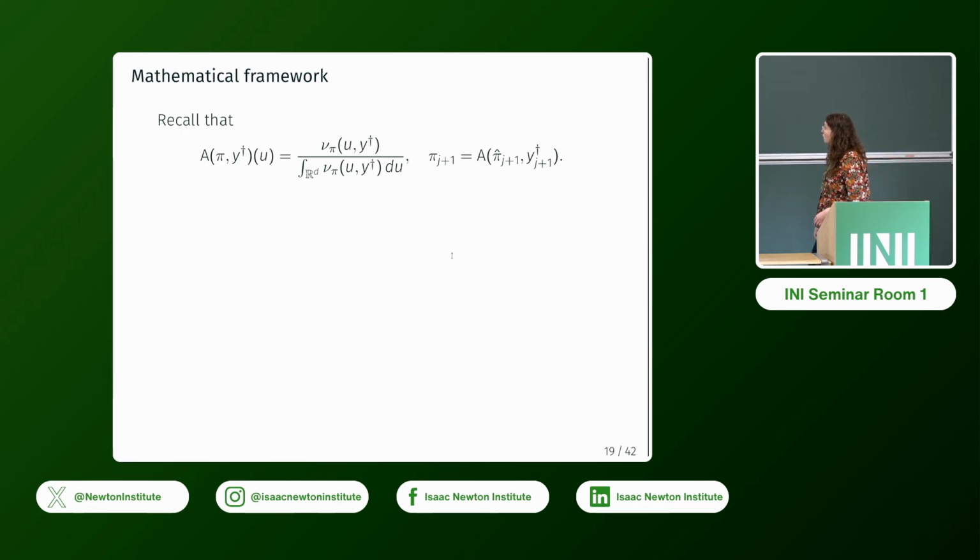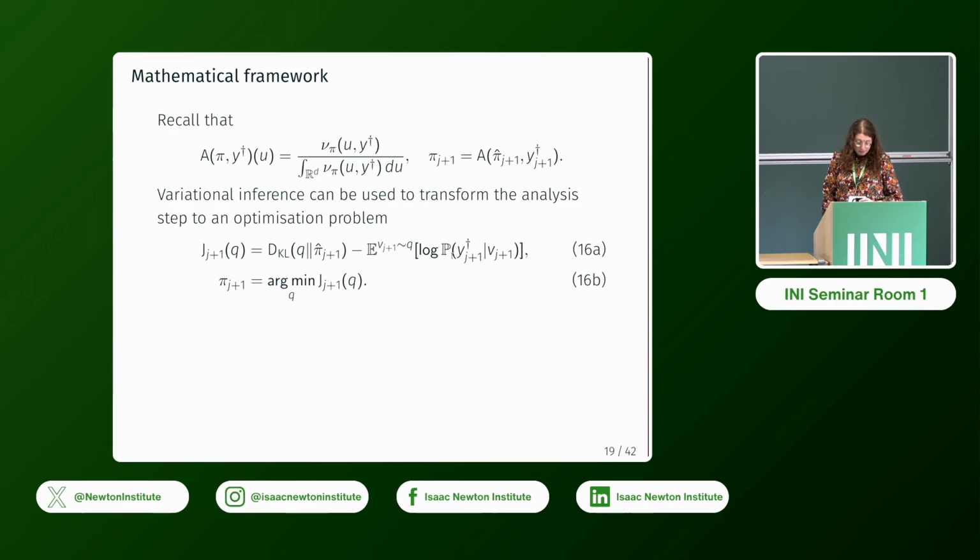Just recall what I said about the analysis operator before. This analysis operator that acts on probability measures multiplies by the likelihood and normalizes. So it's an application of Bayes' theorem at every time. So we'll use variational inference here, and at each time we can write a cost function that gives us the filtering distribution at time j plus 1, given the forecast distribution and the log likelihood, which we have a closed form for in this case.